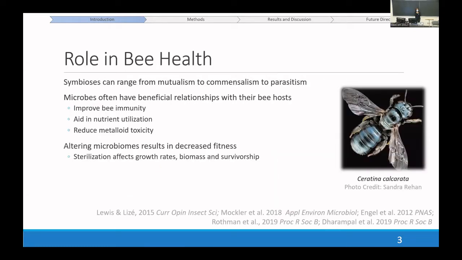The role of the microbiome in bee health ranges because symbioses can range from being negative to neutral to beneficial. However, oftentimes microbes are actually beneficial to bee hosts, improving bee immunity, helping against pathogen defense, aiding in nutrient utilization, aiding in metabolism, reducing metabolic toxicity. The list goes on and on. And so we know that altering these microbiomes actually results in decreased fitness. Oftentimes, if you sterilize the microbiome, you end up with negatively affected growth rates, biomass, and survivorship.